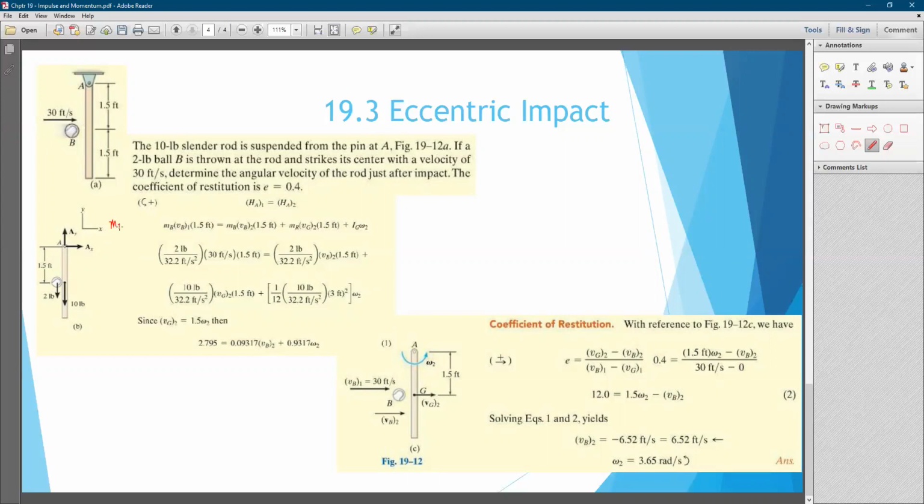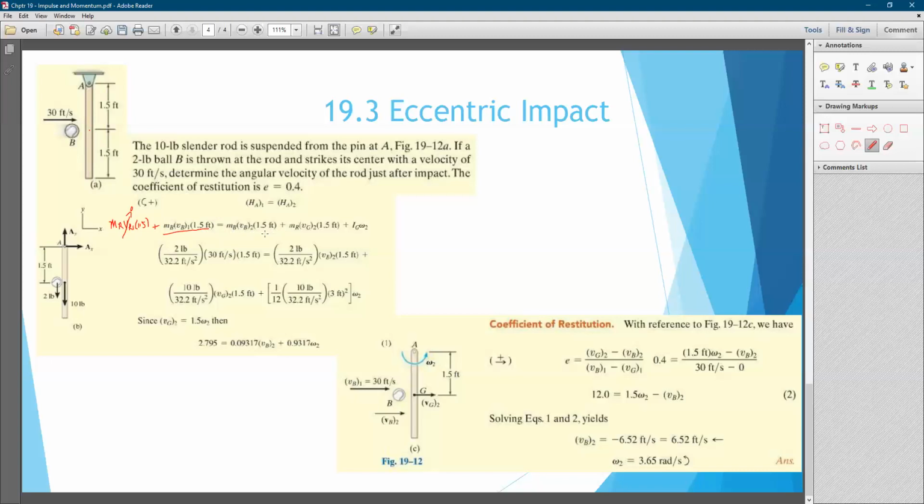Actually we have MR VR1 times 1.5, because the G is here. However, this particular part is 0, so we only have the ball part.